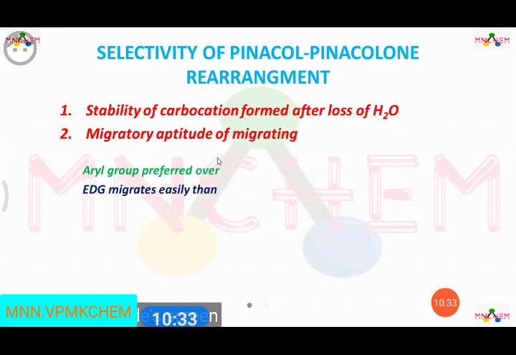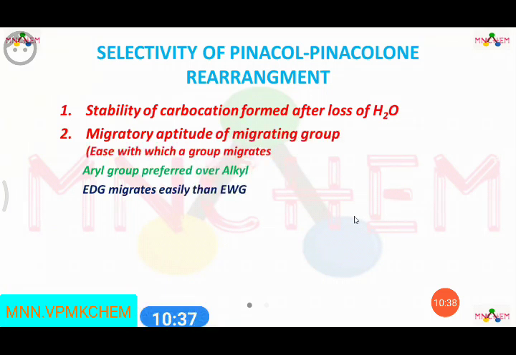Second, we need to understand the migratory aptitude of a migrating group. First of all, what is migratory aptitude? It is the ease with which a group migrates during the rearrangement. In other words, how easily a group migrates from the migration origin to the migration terminus, here the carbocation which is formed in the first step.